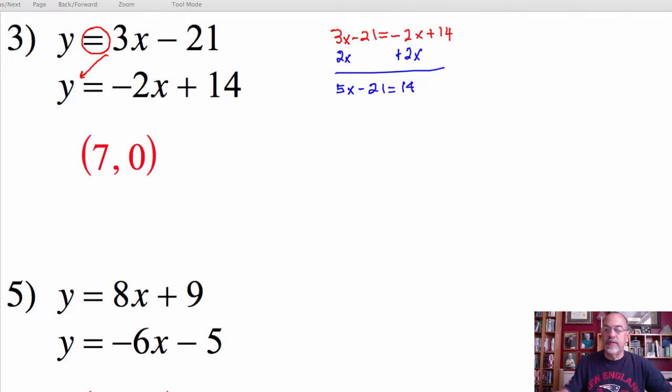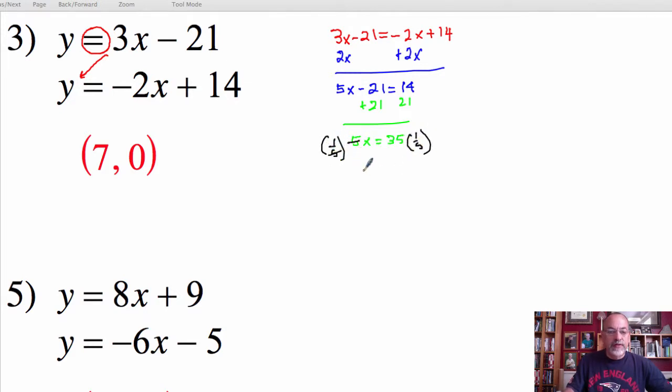I don't need to write the number 0. I then want to isolate the x, so I'm going to add 21 to both sides. So that's going to give me 5x is equal to 35. I won't use that color green again, that's kind of hard to see. And then we're going to multiply by a fifth, which is dividing by 5.